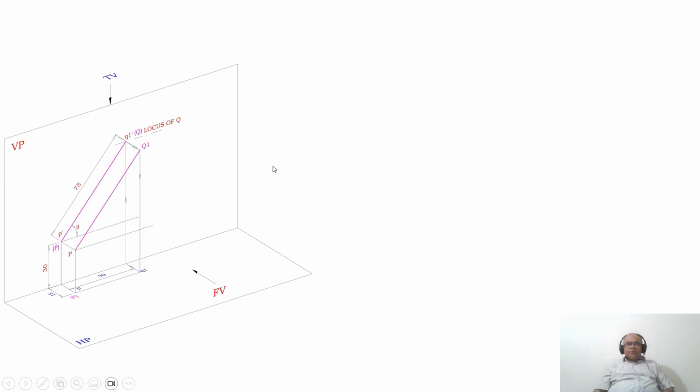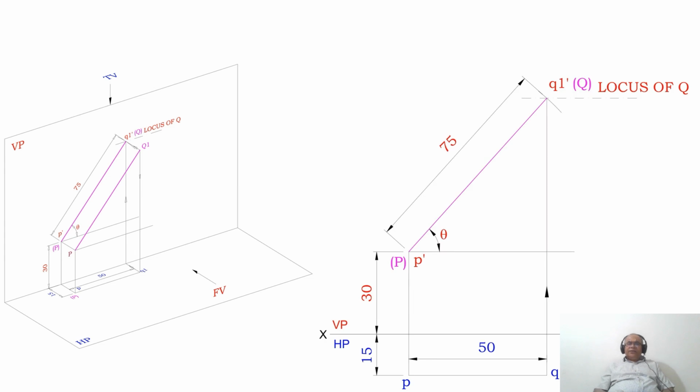So how to draw this using the sketchbook. First, we are going to draw an XY line and mark VP and HP. As we know, the distance above HP is seen in VP. From the XY line, you measure a distance of 30 and draw a horizontal line.